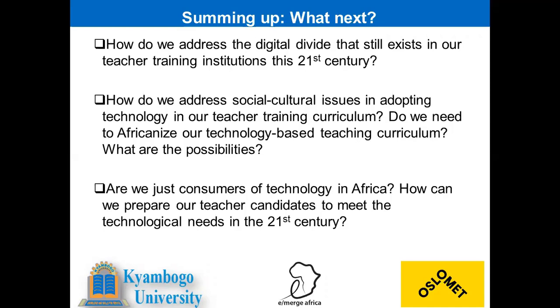But when you look at emerging research in as far as technology is concerned, you can ask yourself if really social media is good or bad. So that's why I'm asking the question on how we can address these kinds of socio-cultural issues when we are trying to use new or emerging technologies in our education contexts. The other point, perhaps the last question, is I always question myself if we are just consumers of technology in Africa, in Uganda. Are we just consumers of technology? Okay. Do we prepare our teacher candidates to meet the current technological needs?